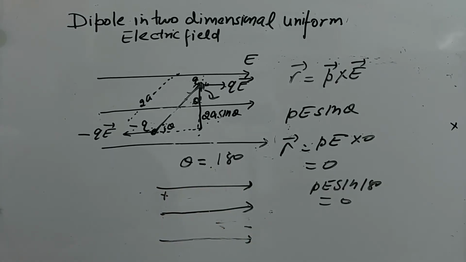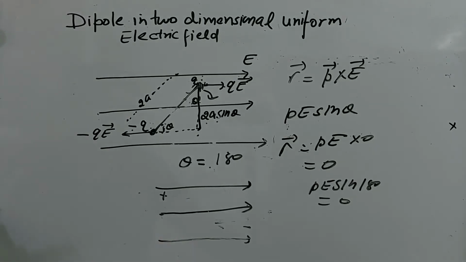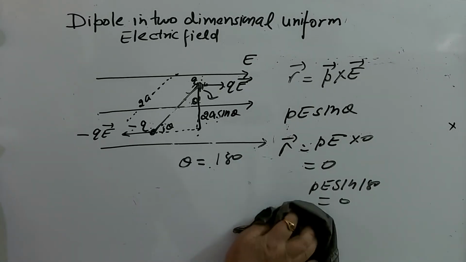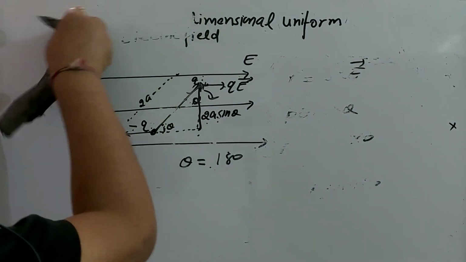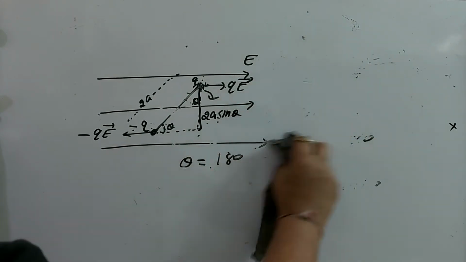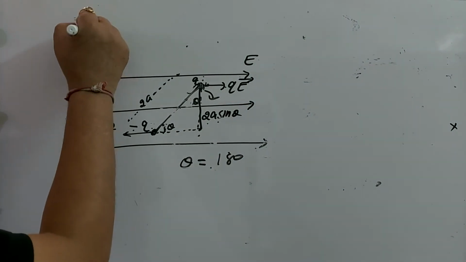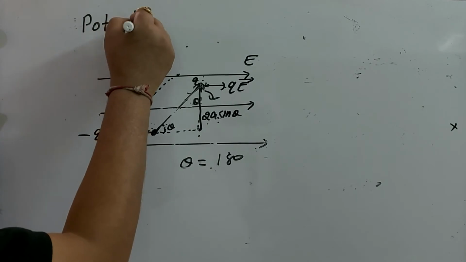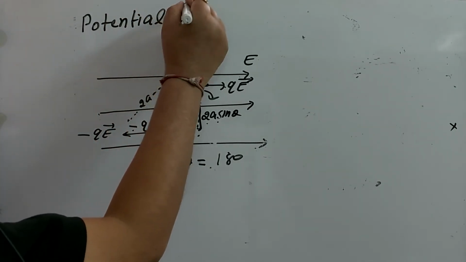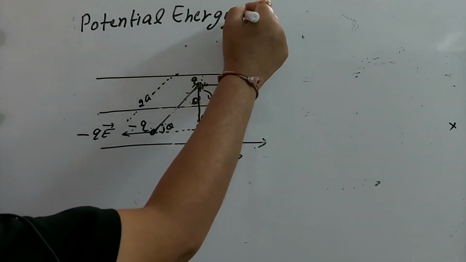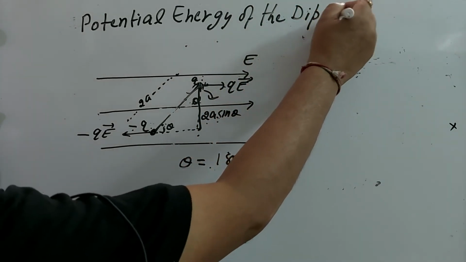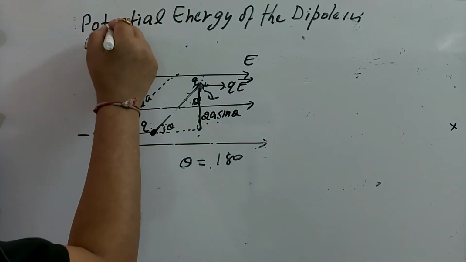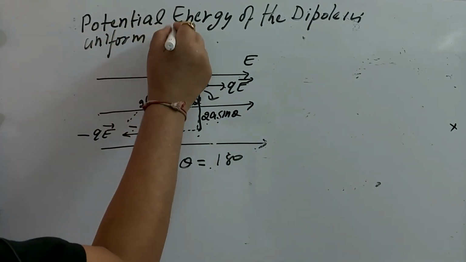Now the next topic is to find out the potential energy of the dipole. So next is potential energy. How to find this potential energy? This is potential energy of the dipole in uniform electric field.